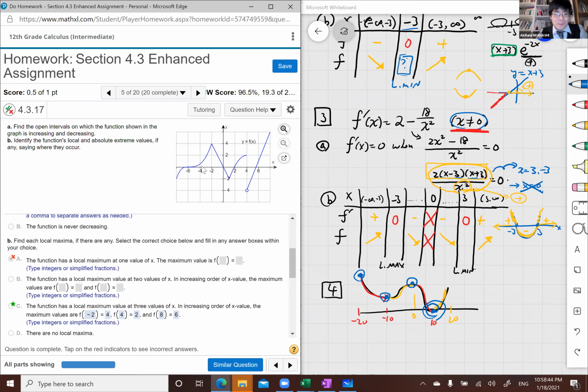And another one is going to be this point. When you're looking at its vicinity, when x is around 4, this point has the highest value. So (4, 2) is also a local maximum. And another one is going to be the endpoint. We're assuming this is the endpoint of the function. So (8, 6) is also another local maximum. So you have 3 points: (-2, 4), (4, 2), and (8, 6). Be careful about putting your answers.